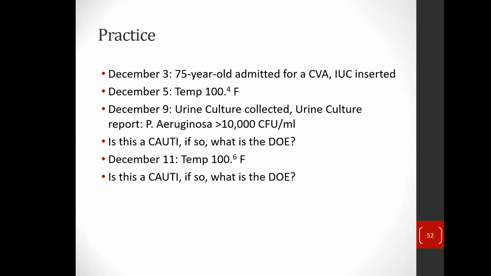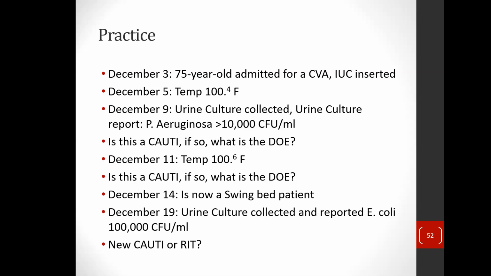So let's go a little bit further. We said the date of event was the date of the culture, 12/9. So this patient on December 14th is now changed to a swing bed patient. Urine culture is collected and reported as E. coli, 100,000 colony forming units. Isn't this new, or is it a repeat infection?